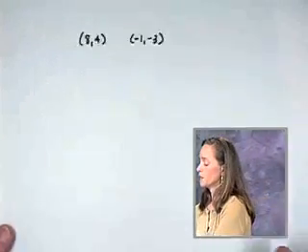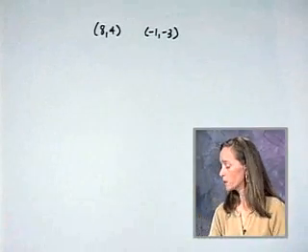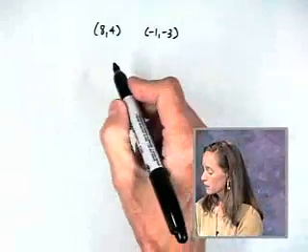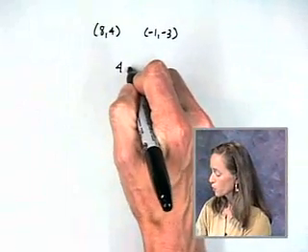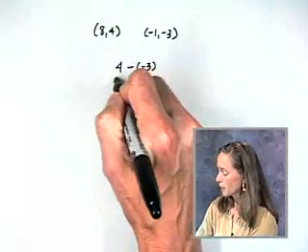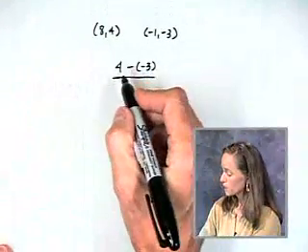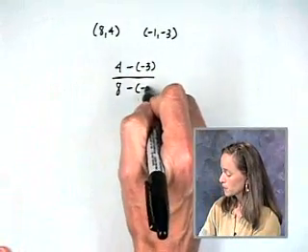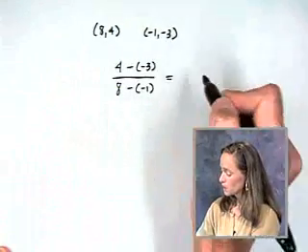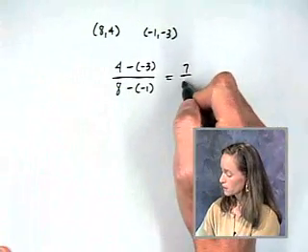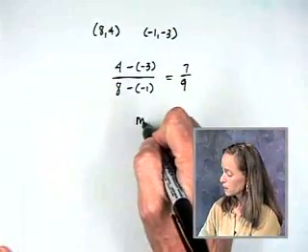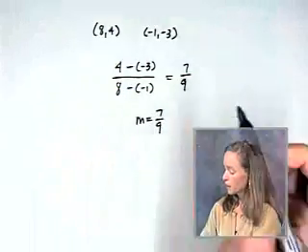Let's see how you did. Here are the 2 ordered pairs. Let's subtract the y values in the order 4 minus negative 3 and put that over the difference in the x's, 8 minus negative 1. Simplifying, we get 7 over 9. The slope of the line is 7/9.